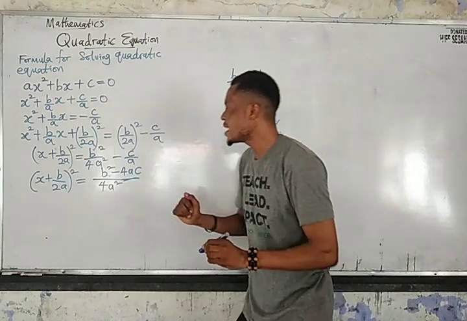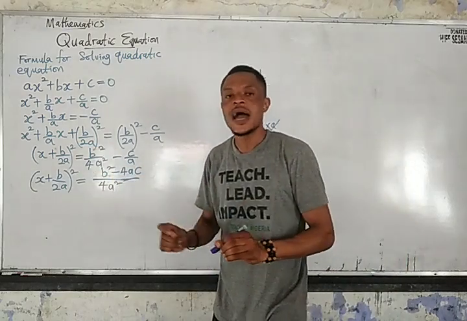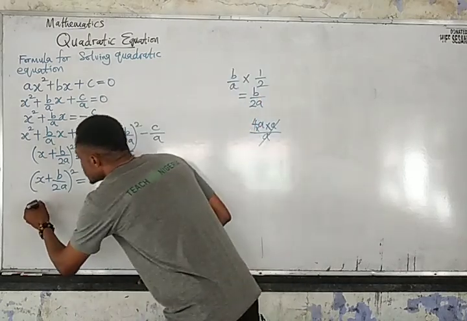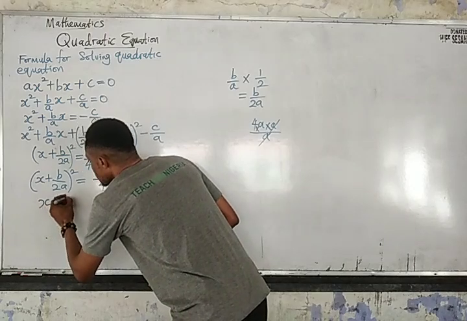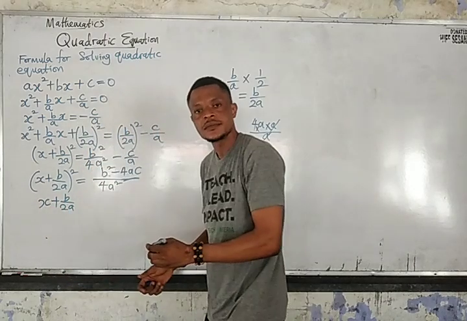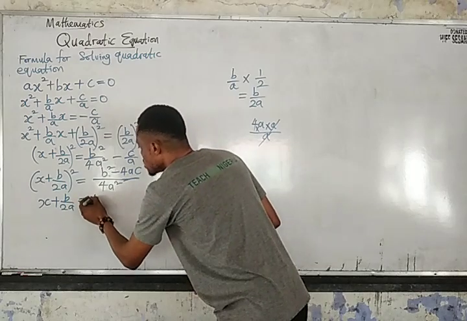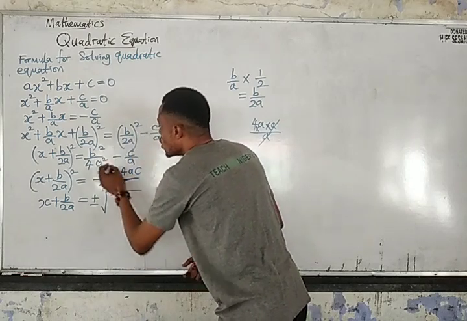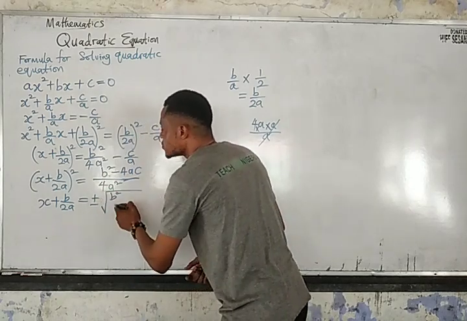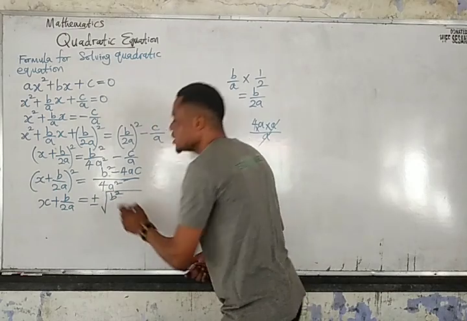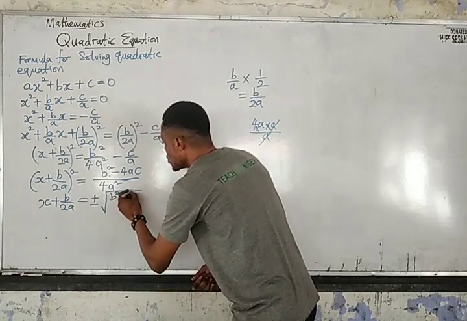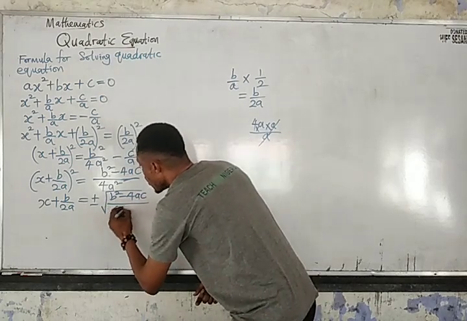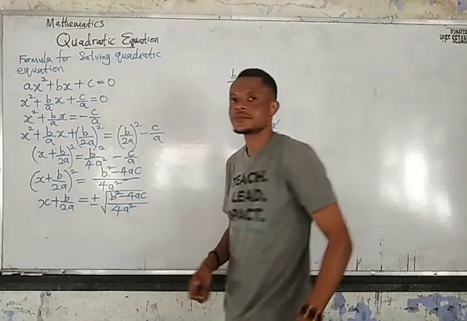Having done that, the next step will now be to remove the square. And removing the square will mean we are going to square root the other side. So this will give us x plus b all over 2a equal to plus or minus, because we are dealing with quadratic equation, square root of b squared minus 4ac, everything divided by 4a squared.